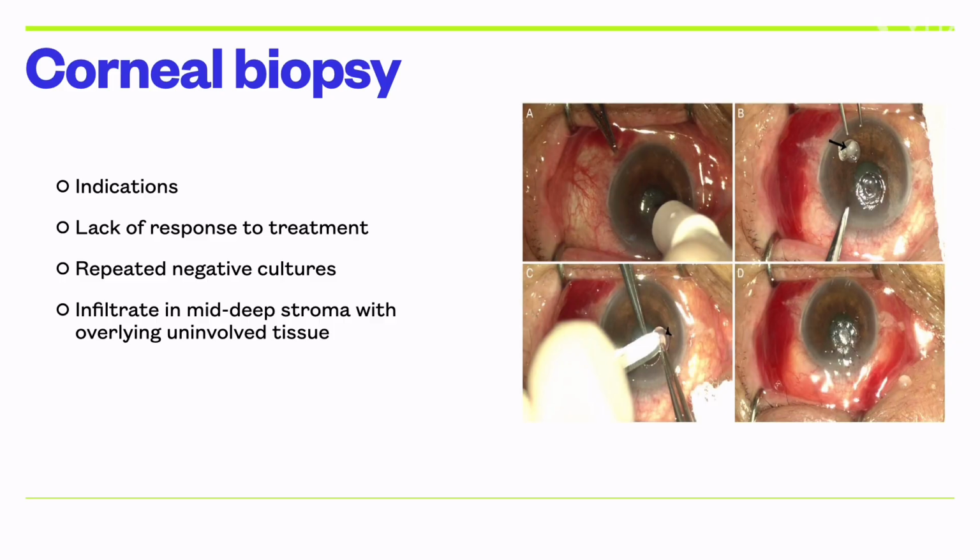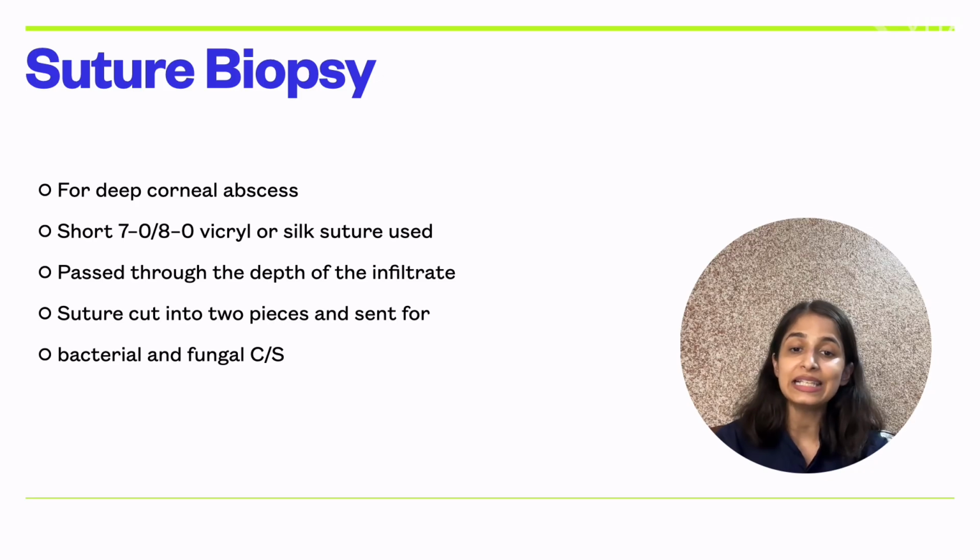Finally, to corneal biopsy, which is reserved for difficult or refractory cases. It is considered when there is poor response to appropriate treatment, repeated negative cultures, or a deep mid-stromal infiltrate with relatively uninvolved superficial tissue. Unlike routine scraping, biopsy provides access to deeper corneal tissue for microbiological cultures and histopathological examination. It is particularly useful when atypical or slow-growing organisms are suspected, but it must be performed cautiously in a thin cornea because of the risk of perforation.